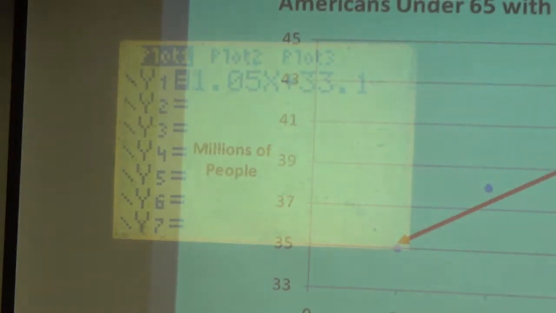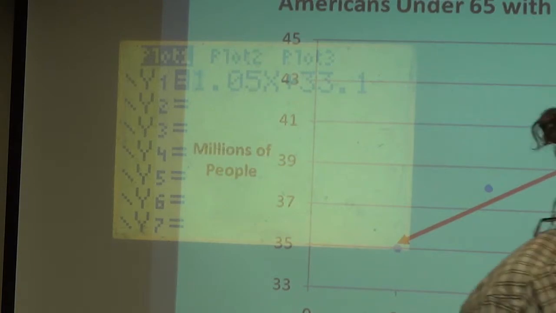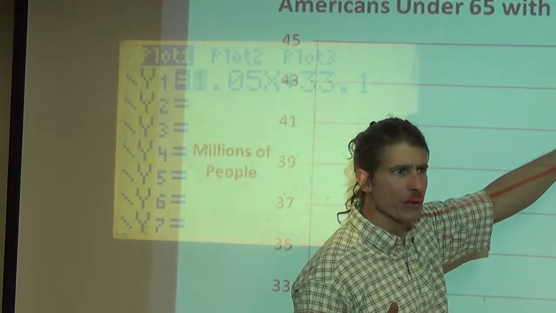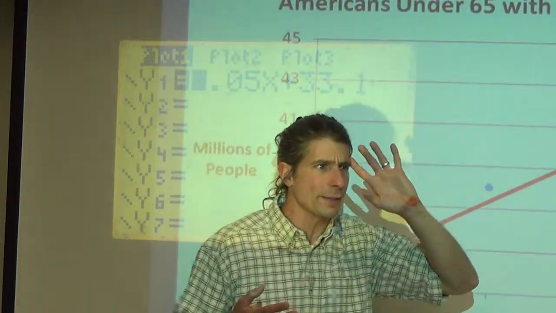That's what I need. I need a little more context. 1 million people per year become uninsured. 1 million extra people, or 1 million people per year become uninsured. That's the idea of interpreting the slope in context. So you see 1.05, you're like, okay, 1.05. And then in your brain, you go, okay, that's a slope.